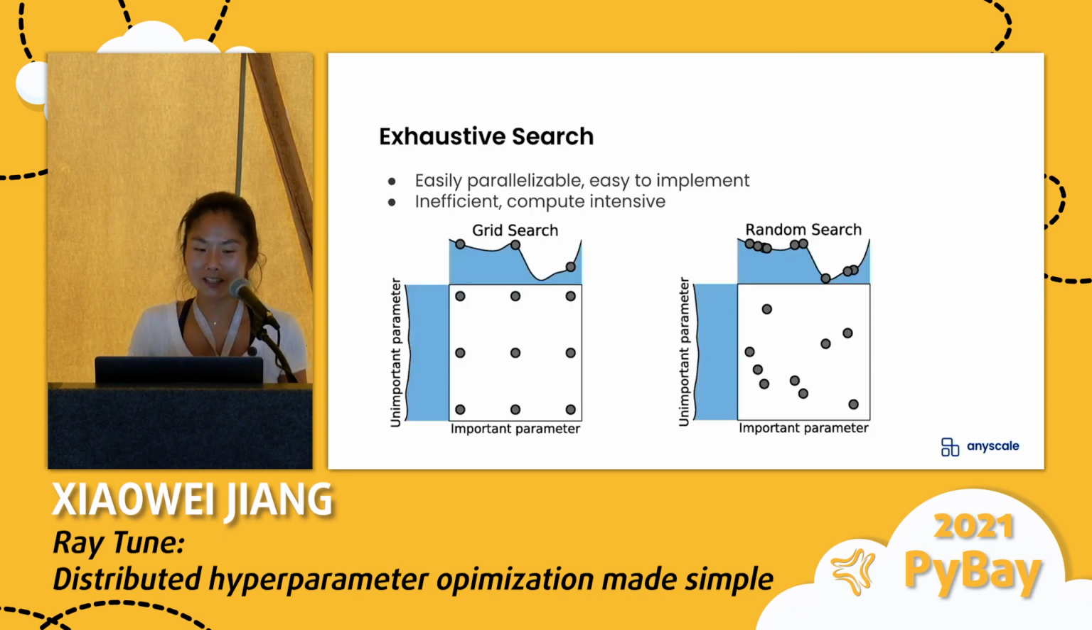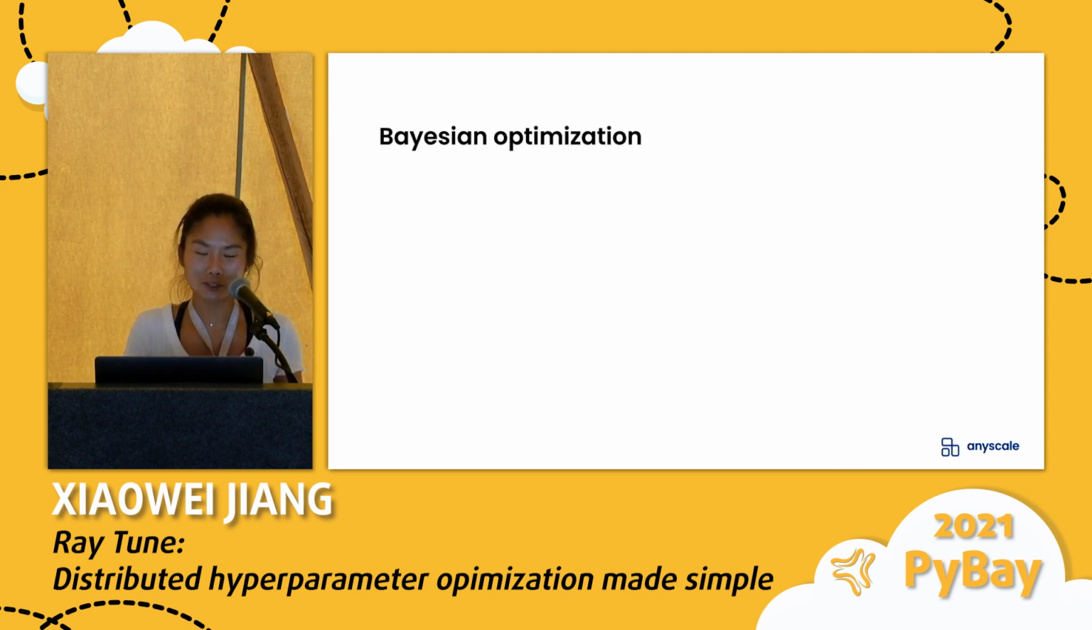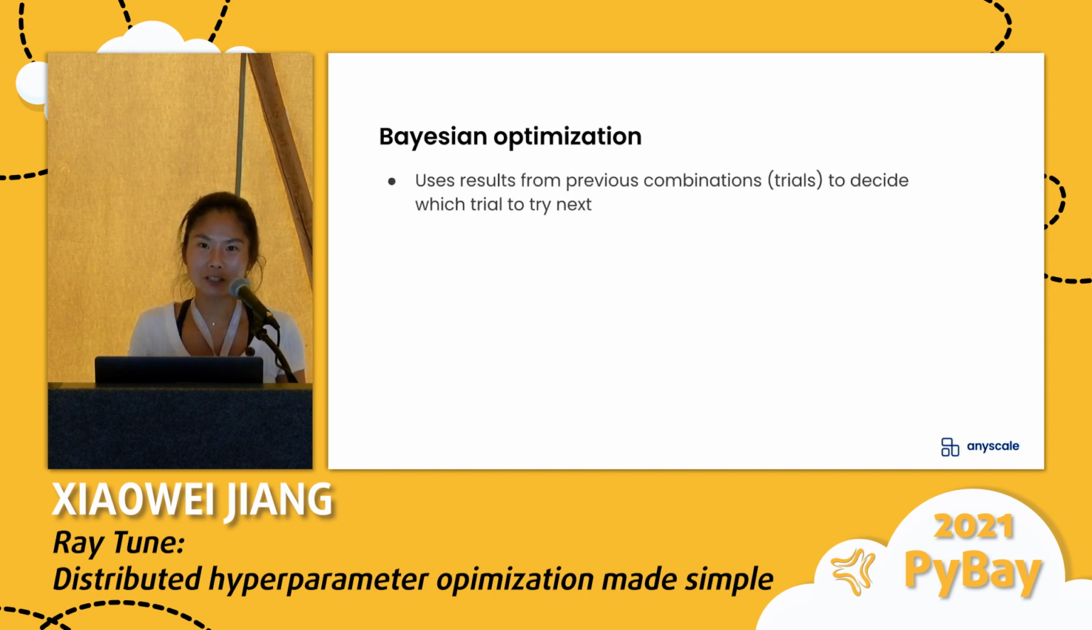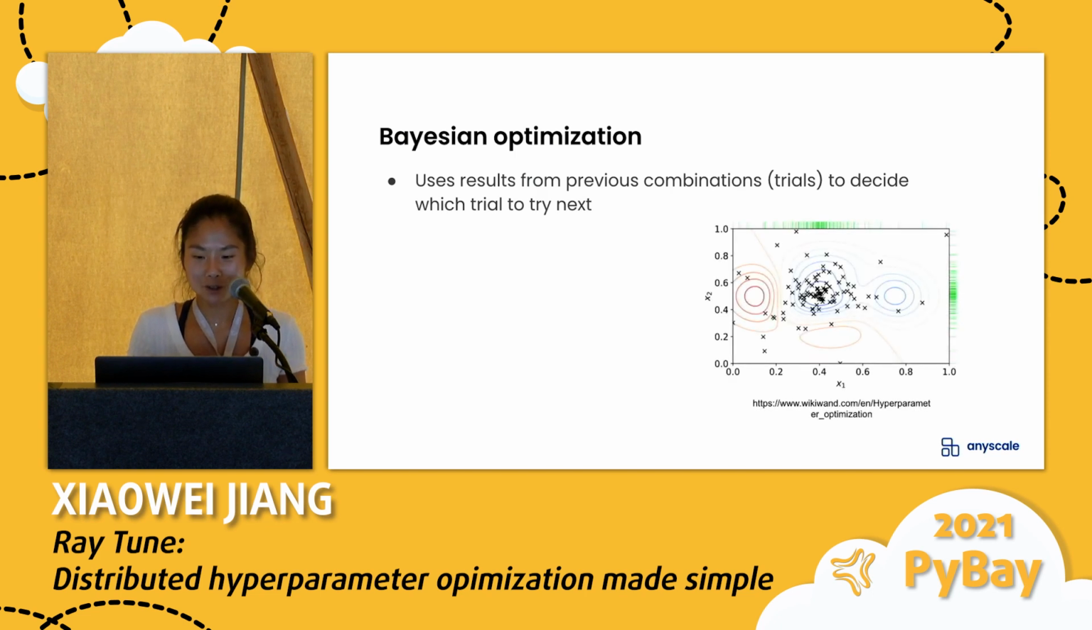Given that exhaustive search is not that efficient, there comes Bayesian optimization. Bayesian optimization is based on a very simple intuition: what if we can use the results from previous combinations, or previous trials, to decide what is the next trial to try, so that we can maximize the probability of finding a trial that can outperform all the previous ones? To be consistent, I still use a 2-dimensional search space here.